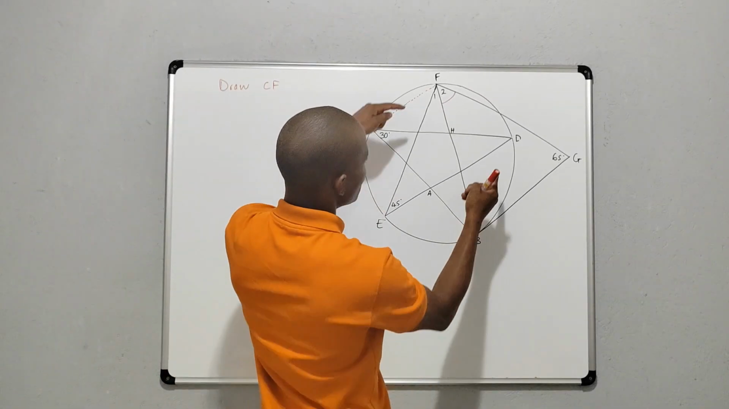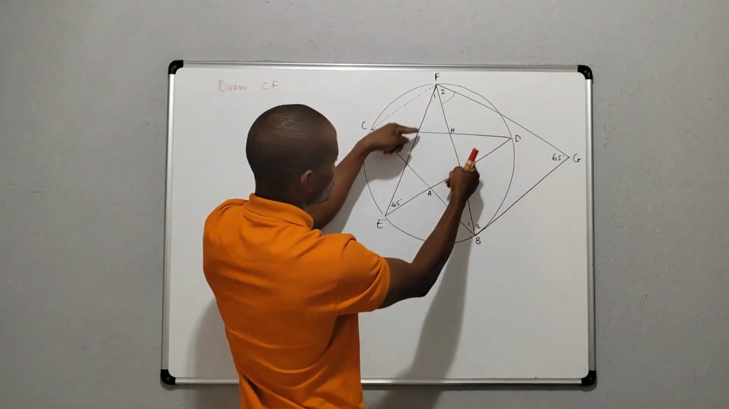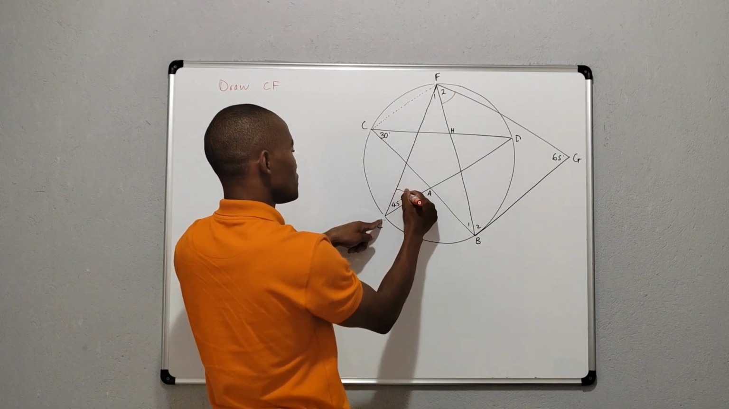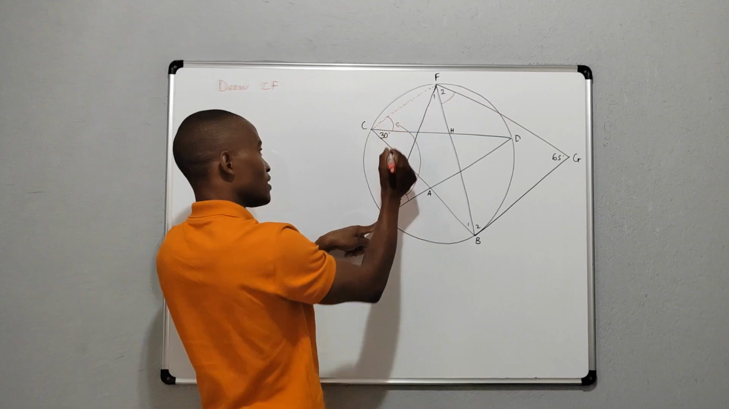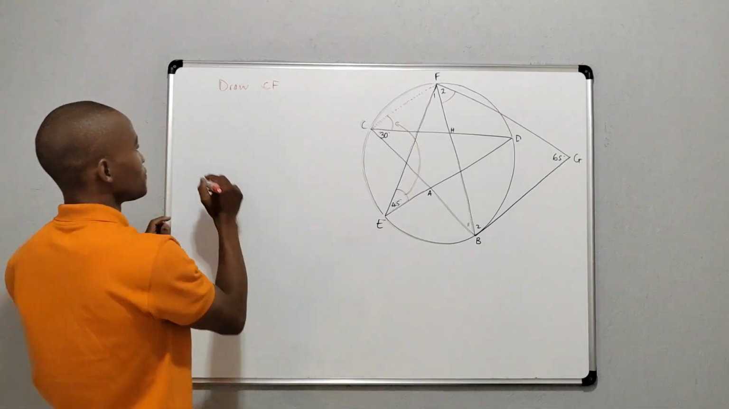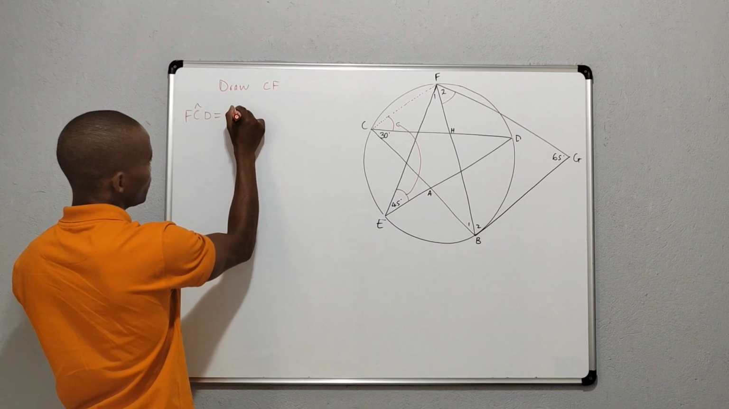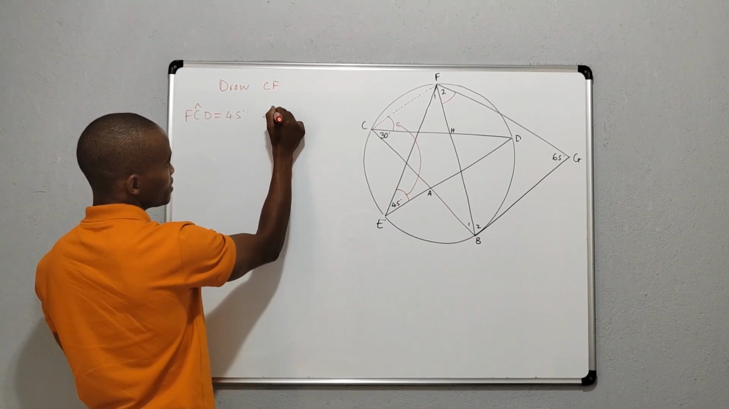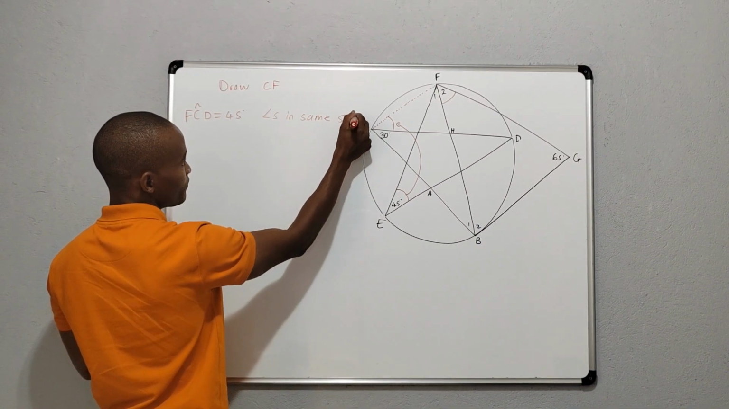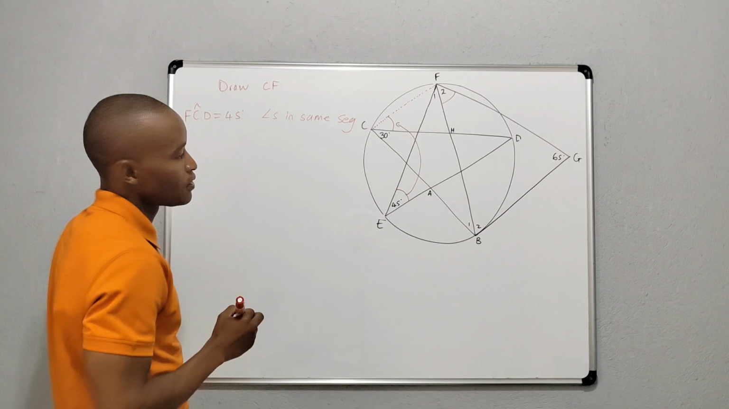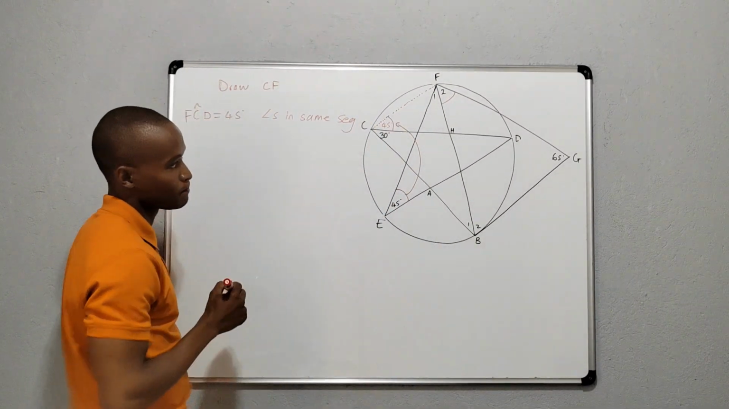Now, what can we do? We know that if we've done so, we have that angle should be equal to that angle. So the 45 degrees is linked to that angle right there. Okay, so therefore FCD is equal to 45 degrees. These are angles in same segment. Okay, so we put the 45 degrees right there.